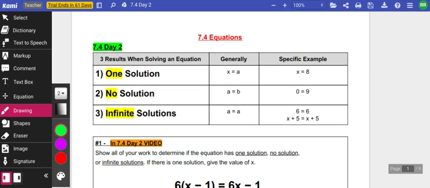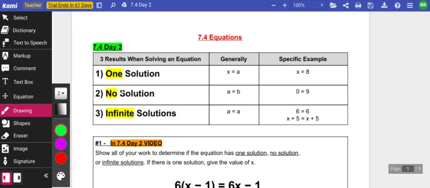Okay, I am here in 7.4 day 2 CAMI assignment. Let's review the 3 results that we can have when solving an equation. So first, there can be one solution. When x, or whatever your variable is, equals some number, like x equals 8, that means 8 is the only solution that will satisfy that equation.